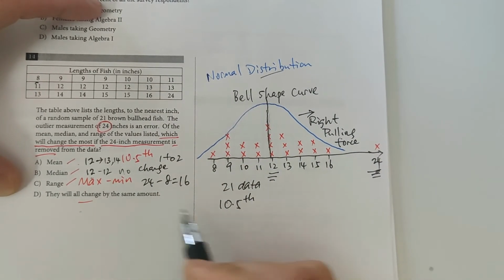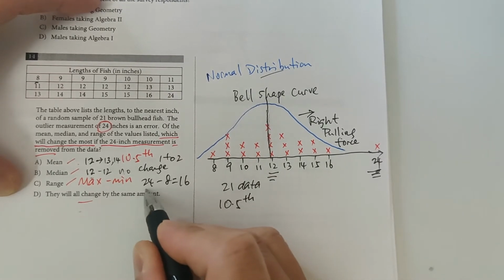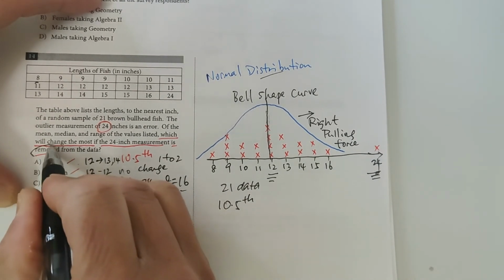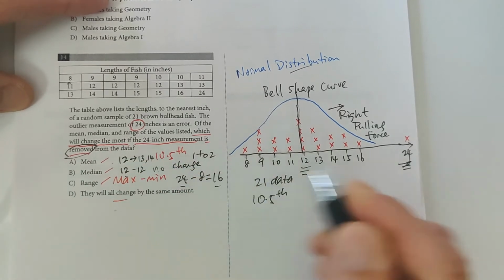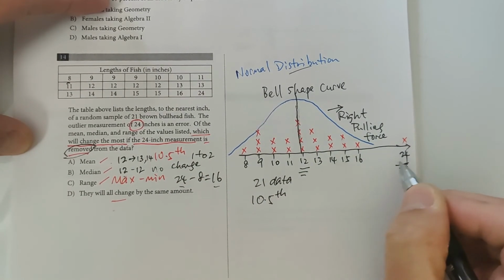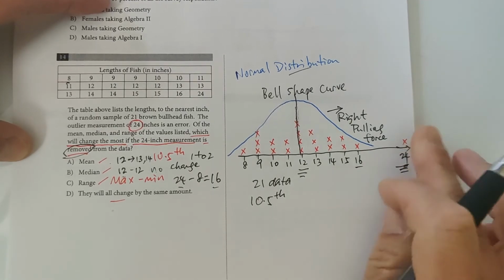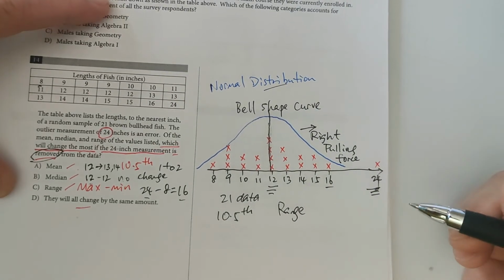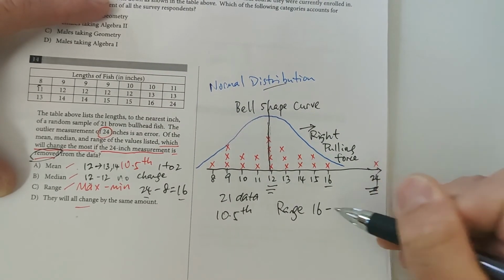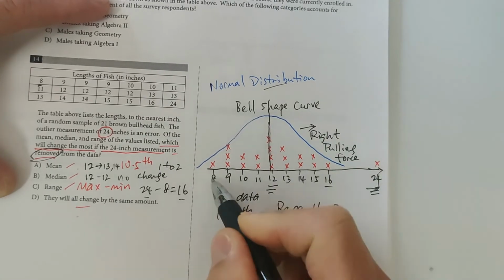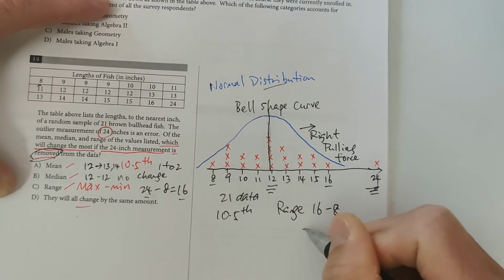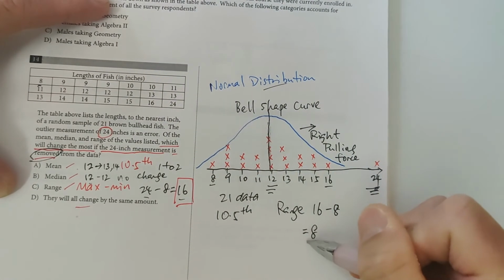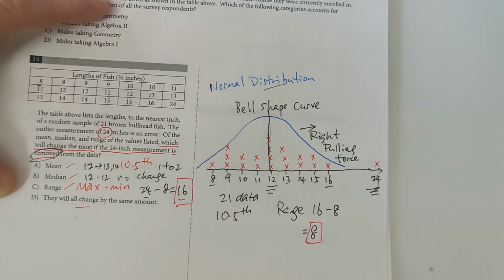And for the range, when you have the 24, the outlier there, the range is 16. When it is removed, the new maximum value will be 16. It's no longer 24. So the range would be 16 minus the minimum, which is still 8. 16 minus 8, you will get 8. Now you can compare the difference. Before that it was 16, now it has reduced to 8. That is a great difference.